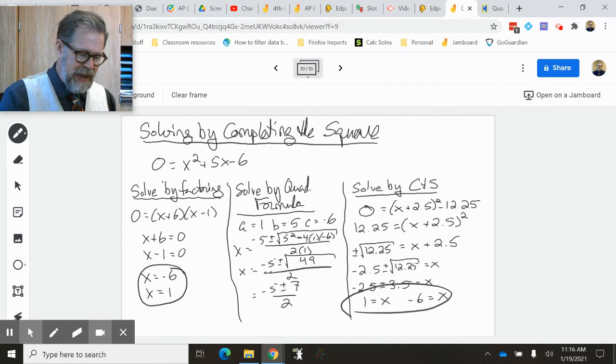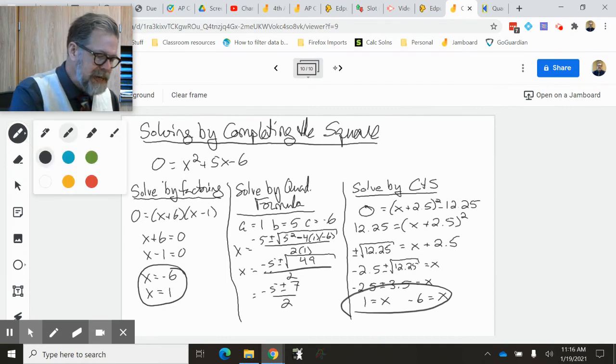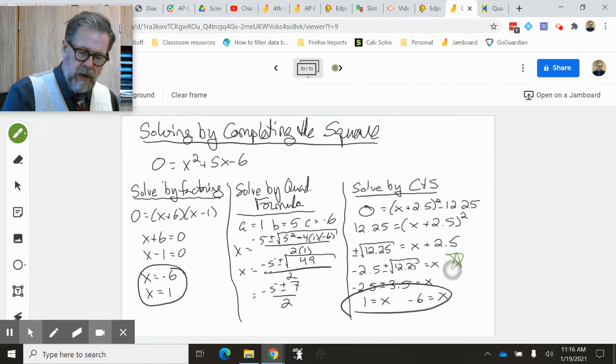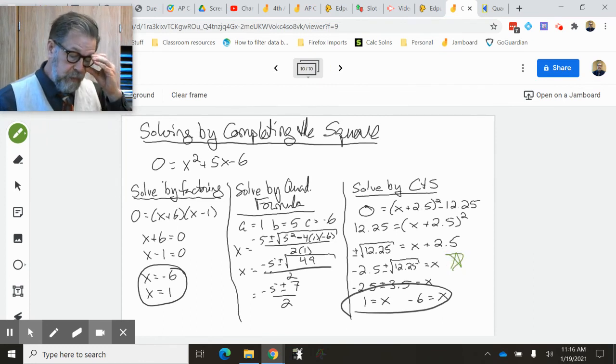If I didn't have a calculator, especially, I could have stopped right here. If it didn't factor, this is a lot easier maybe than the quadratic formula.